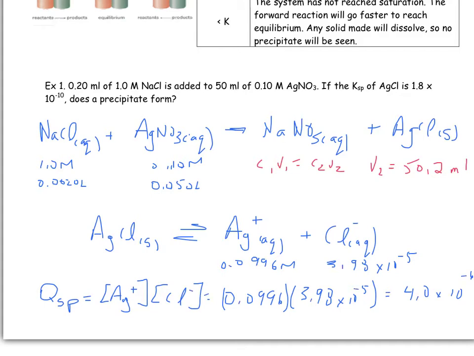I'm calling this a QSP because I'm not sure if these are concentrations at equilibrium. Now I compare my Q answer to the KSP that's given in the question. Since my Q is larger in value than K, it means that the reverse reaction will go faster and I will make visible precipitate.